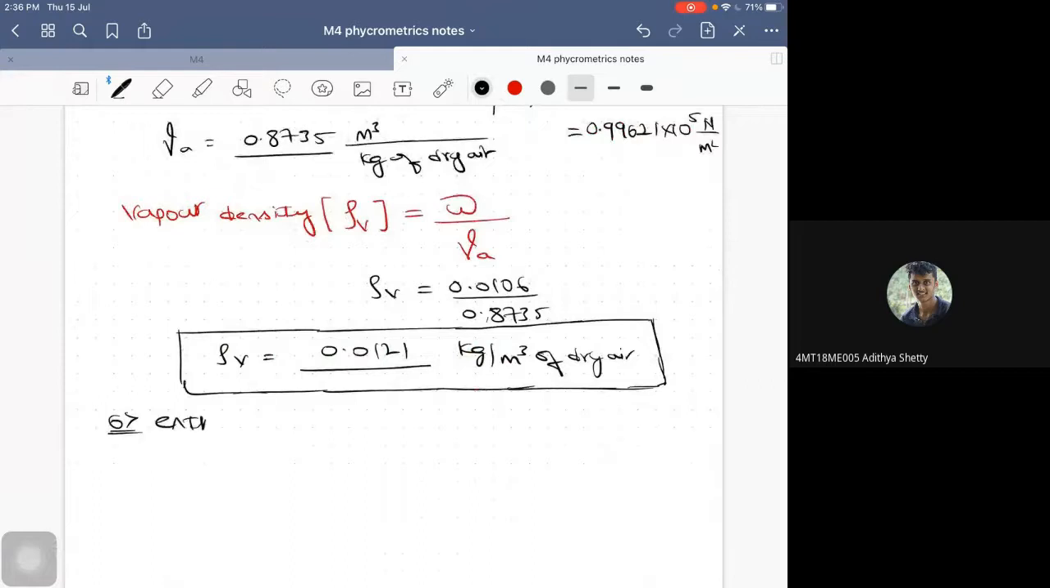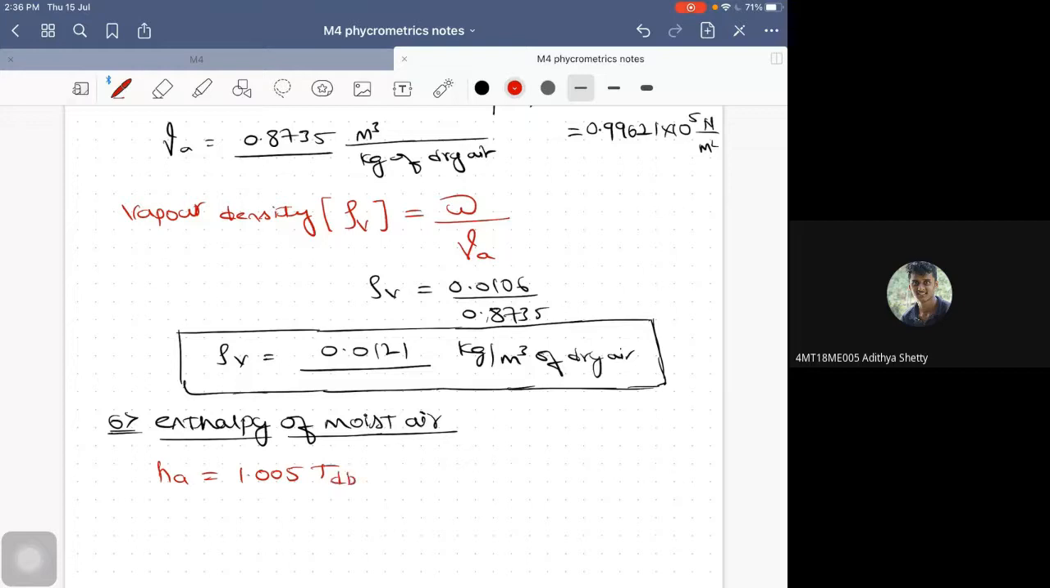Sixth one now. Enthalpy of moist air. I guess I have given you the formula. It is given by HA. You have to remember this, so I'll be writing it in red. HA is equal to 1.005 TdB plus omega into (2500 plus 1.88 TdB). This particular formula you have to remember, which is provided in the notes as well.